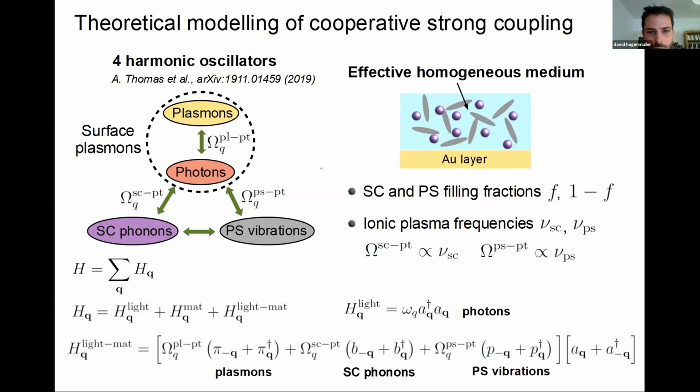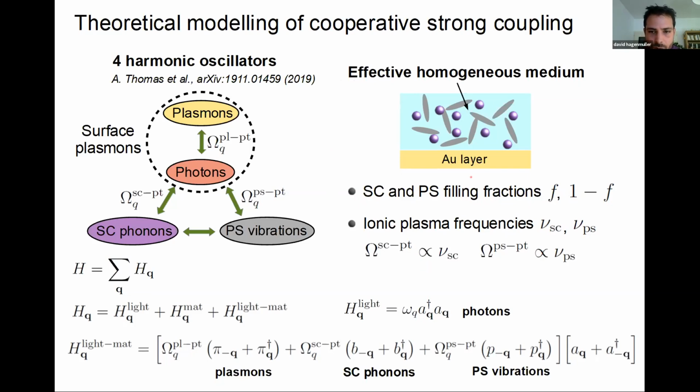And in addition to the phonon frequency, this model has 3 independent parameters. So the superconductor and polystyrene filling fractions in the film, which we call F and then 1 minus F. And the 2 ionic plasma frequencies for each type of phonon. So I remind you that the strength of the phonon-photon coupling is proportional to these ionic plasma frequencies.